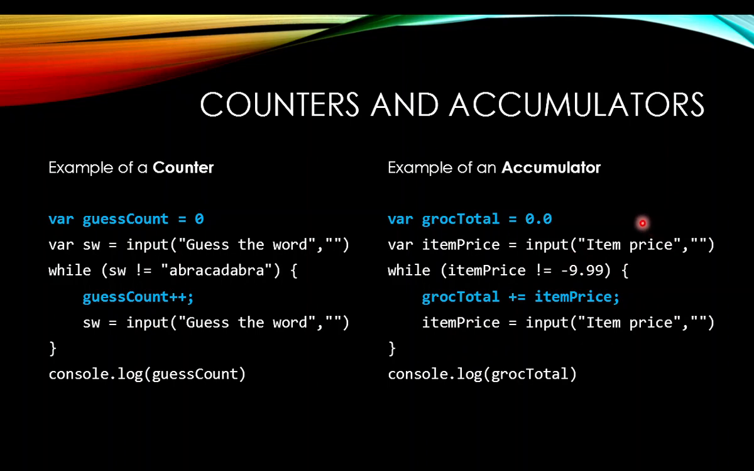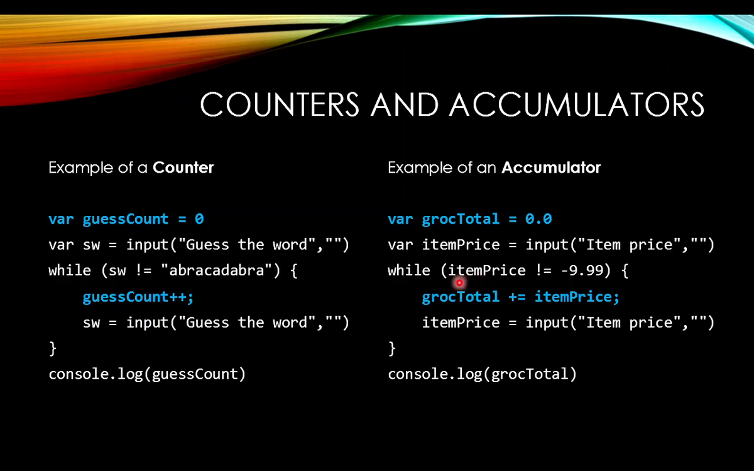But here's the difference. Whereas with the counter, you increment it by 1 each time through the loop. With an accumulator, you add to that total whatever it is that you're tracking. In this case, we want to total up the item prices that are entered. So therefore, we say grocery total plus equals item price.